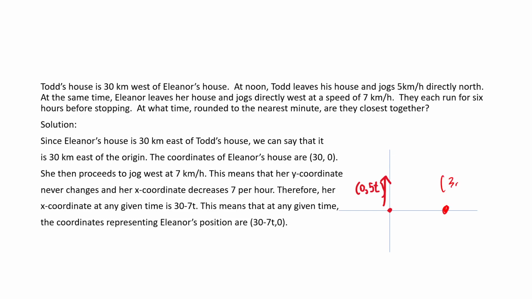She'll be over here. But as she jogs west in this direction to the left, her x-coordinate will actually decrease. So therefore, her x-coordinate at any given time will be 30 minus 7t. And since she's running along the x-axis, her y-coordinate will remain at 0. So at any given time, Eleanor's position will be given by (30 minus 7t, 0).